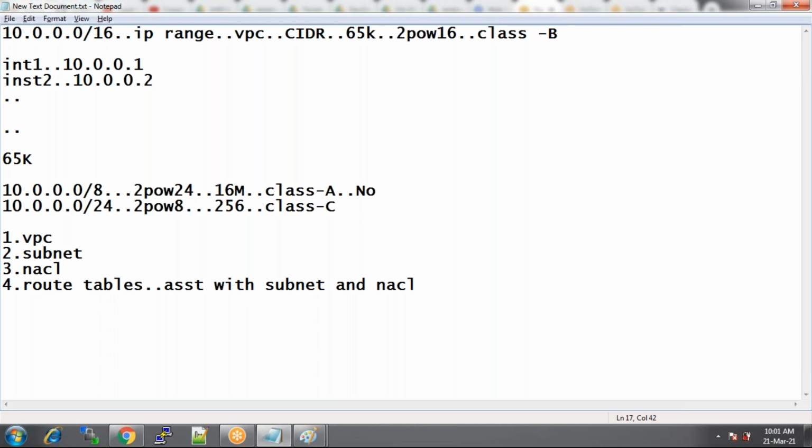NAT instance? No. See, who can access the private instances? Only public. Okay, you know the answer now. Tell me. Create a public subnet. Okay. Then. Correct.